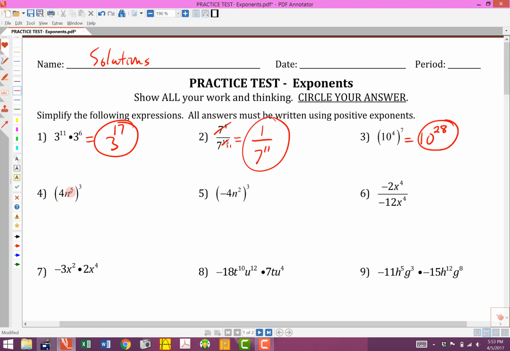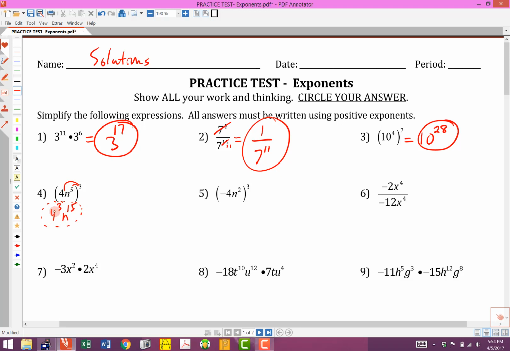We've got 4n to the 5th, and all of that is in parentheses, and we've raised that to a power of 3. So right now there's really an understood 1 as an exponent here. So remember, when we have a power to a power, we multiply exponents. So we're going to multiply here and here. That's going to give us 4 to the 3rd, and it's also going to give us n to the 5 times 3. We end up with 15. We could probably leave it like this, but we may want to go ahead and change that number.